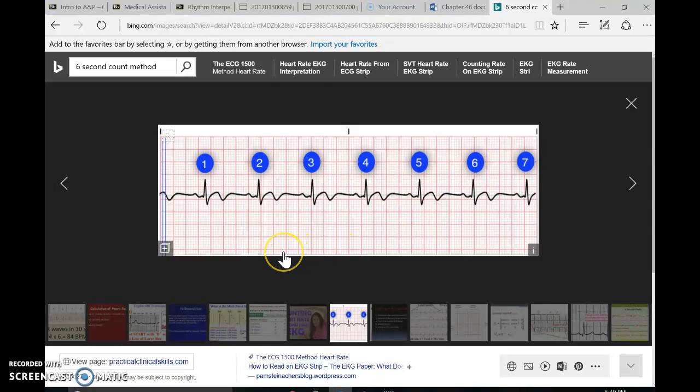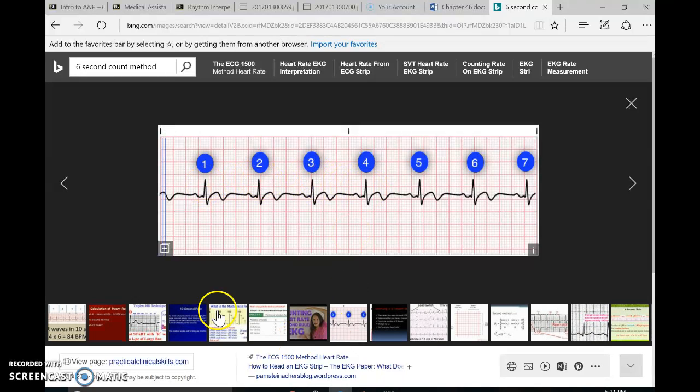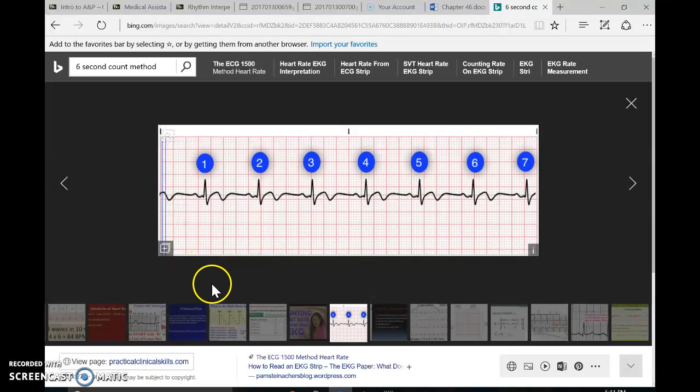It's very, very simple. All you have to do is count the number of R complexes, the R waves, and multiply it by 10. So, as such, we go 1, 2, 3, 4, 5, 6, 7. 7 times 10 is 70. So thus the heart rate, or the rhythm of this EKG, would be 70 beats per minute. Okay? So R wave, R wave, R wave, R wave. That's the simplest way to calculate the heart rate on an EKG. 6-second method.